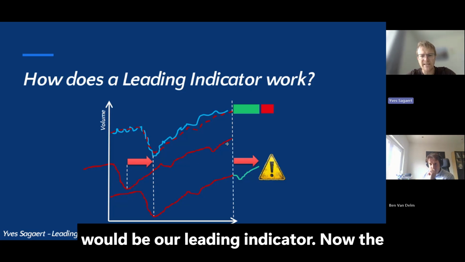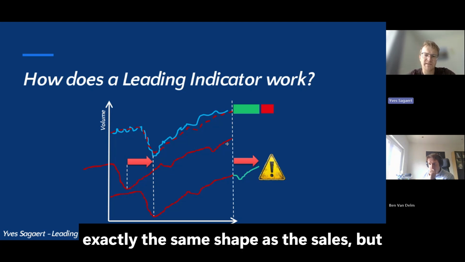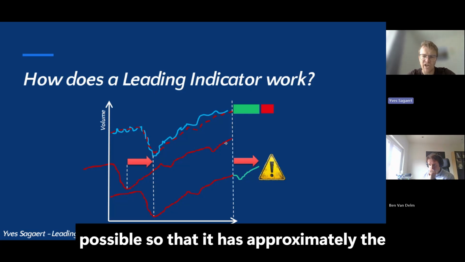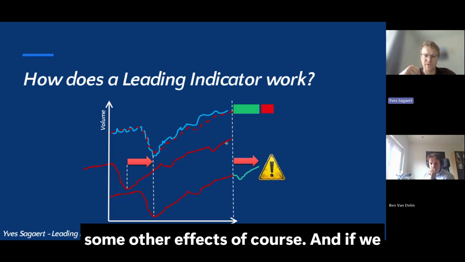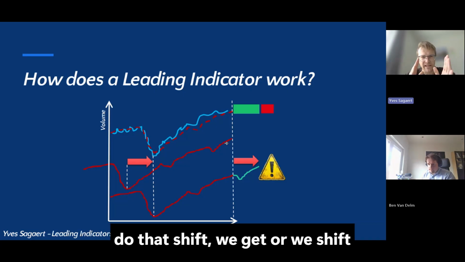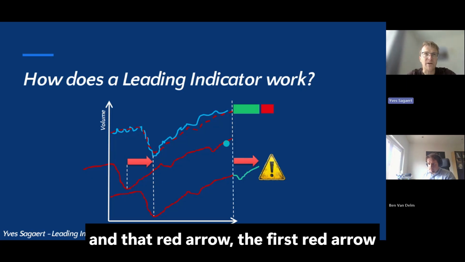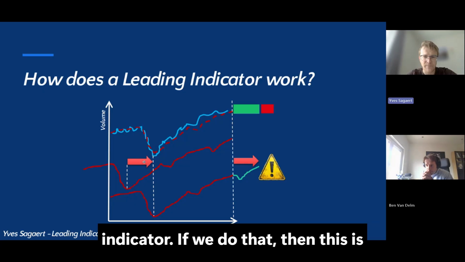Now the leading indicator doesn't have exactly the same shape as the sales, but we want to align it as much as possible so that it has approximately the same shape, accounting for some other effects, of course. If we do that shift, we shift the leading indicator with the red arrow, and that first red arrow is actually the leading effect of the leading indicator.